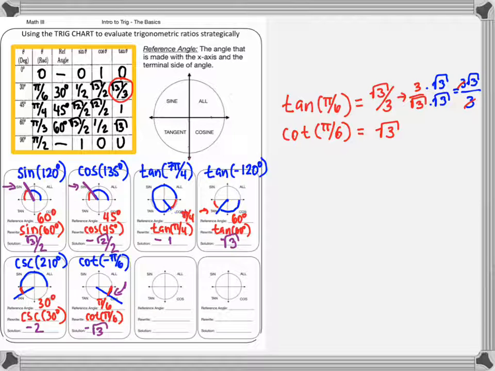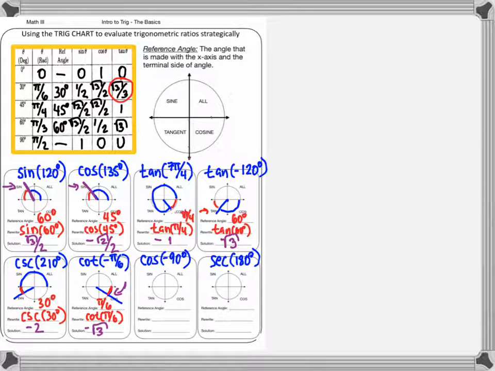So we're going to get a negative square root of 3. Now let's take a look at some of the angles that fall on the x and y axis. Let me cue those up real quick. If I have the cosine of -90, this falls on the negative y-axis, so it doesn't make a reference angle or a triangle like we saw before. So I'm going to sketch a circle off to the side real quick.